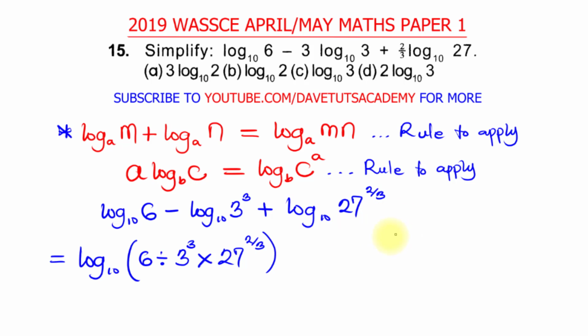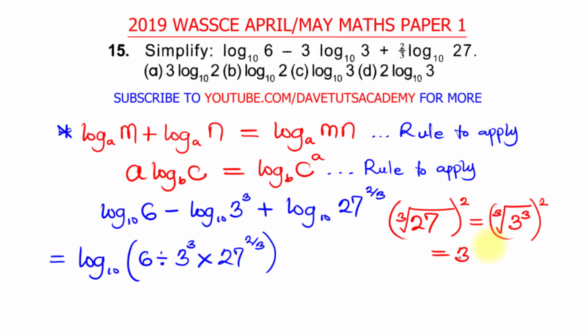Now 27 raised to power 2 over 3 will be 27, the cube root of it, that's the power 3 that we have as a denominator, and then we want to square all of this. The cube root of 27 is asking for a number that we can multiply by itself three times to give us 27. And if we consider 3 times 3 is 9, 9 times 3 is 27. So it's as if we are saying the cube root of 3 raised to power 3, all raised to power 2. So the cube root of 3 raised to power 3 is 3, raised to power 2.